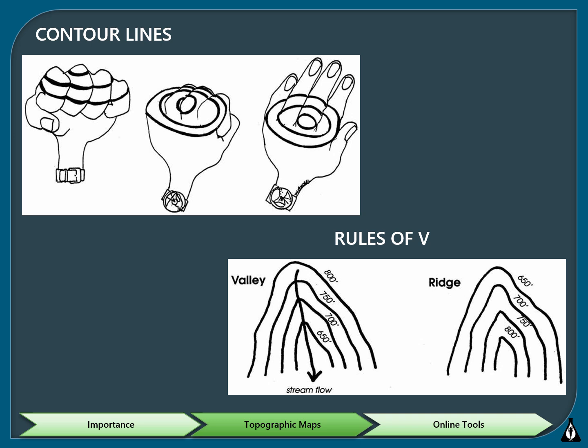There's also something called the rules of V that represent valleys and ridges. For valleys, the tip of the V is going to be pointing upstream, against the direction of flow. Whereas for a ridge, where the top of the ridge is an enclosed, sort of irregular oval, the V is going to be pointing downhill from the ridge.